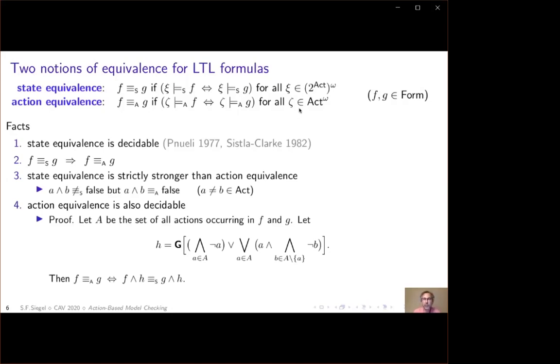Action equivalence is also decidable. Here's why. Given two formulas F and G, let A be the set of all actions that occur in F or G. Then you can form this LTL formula H, which basically says that at every time step, at most one of the actions in A is true. And then it can be shown that F and G are action equivalent if and only if F and H is state equivalent to G and H. Since state equivalence is decidable, we now have a decision procedure for action equivalence.